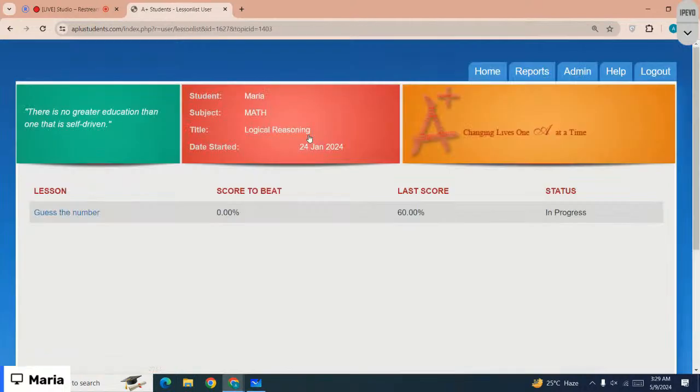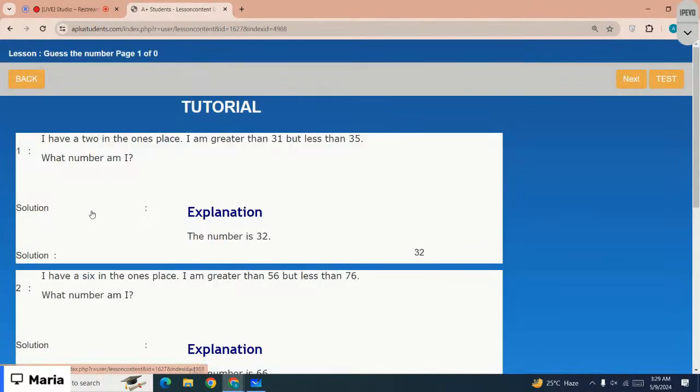Let's just start with the logical reasoning. Guess the number. Okay, I have a 2 in the ones place. I am greater than 31 but less than 35. You have to find the number, right?